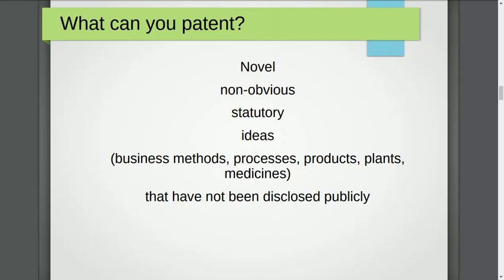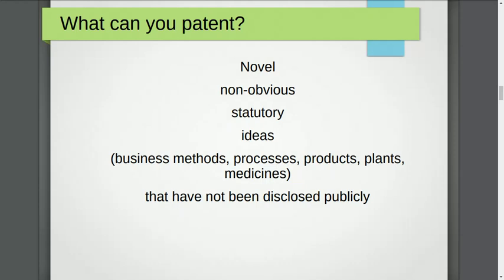And the areas that those break down into are business methods, which are ways of conducting business, processes, which are ways of doing stuff either in industry or in engineering, products, so that's things like a new can opener or a new door hinge or something like that, plants. If you manage to crossbreed plants to produce a new hybrid, you can patent it so that other people can't take your seeds and grow the same plants. And medicines. And the final thing is that it has to be not publicly disclosed. So if you go and talk down the pub to somebody about the great new thing that you've invented, it's now public.